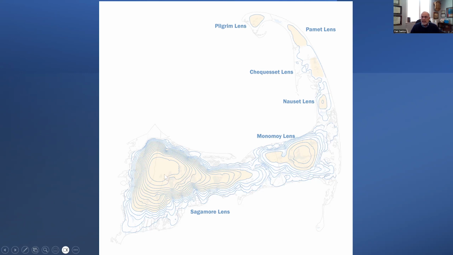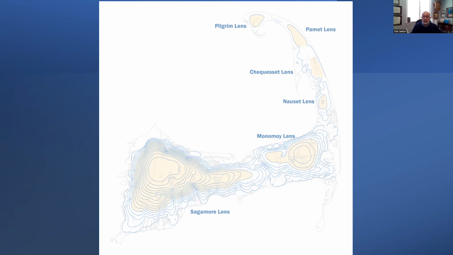So these lenses are, if you think about an eyedropper, put a drop of water on a table. It's like a bubble. And that's what these lenses are. They're like a bubble of water beneath the ground surface. And let me show you how this works, what you're looking at.